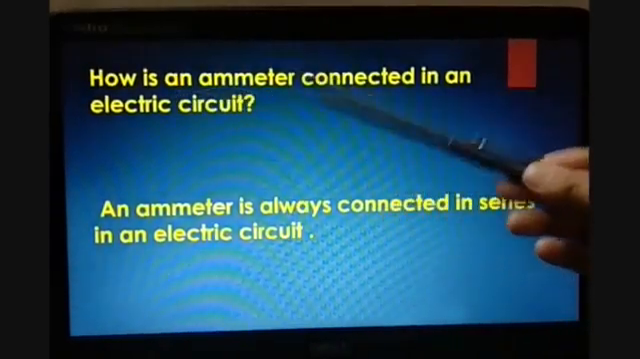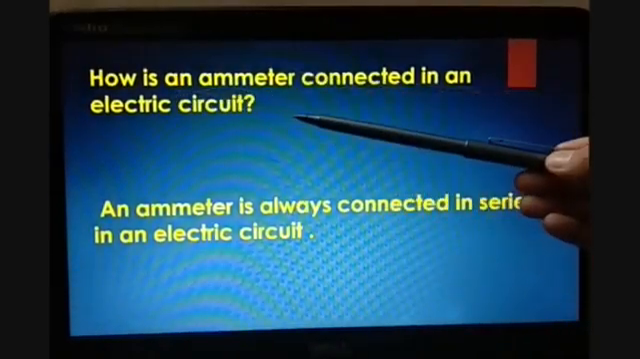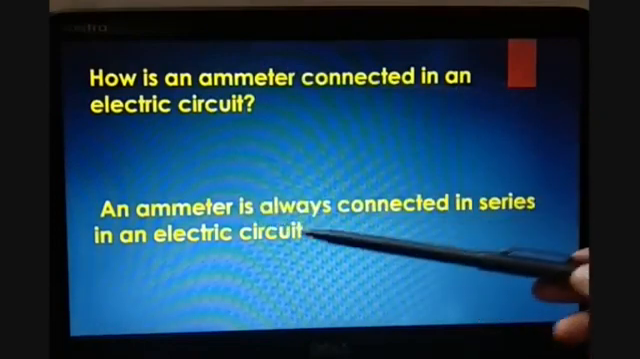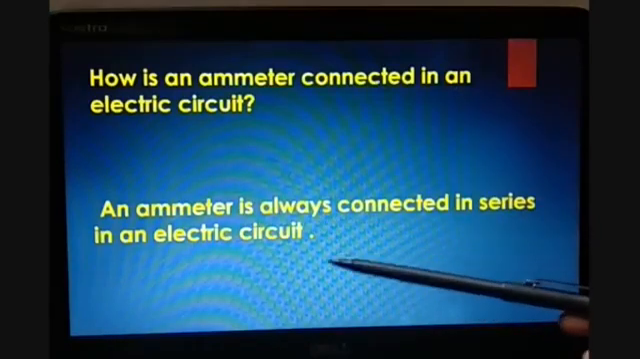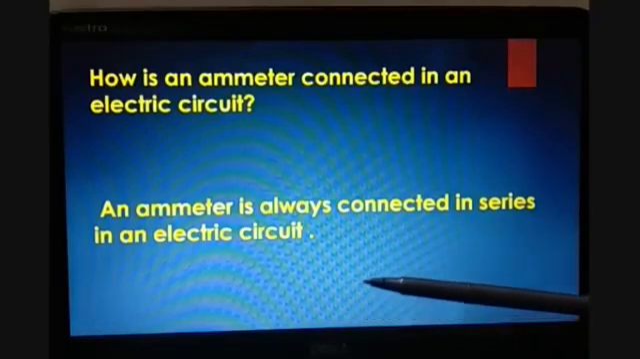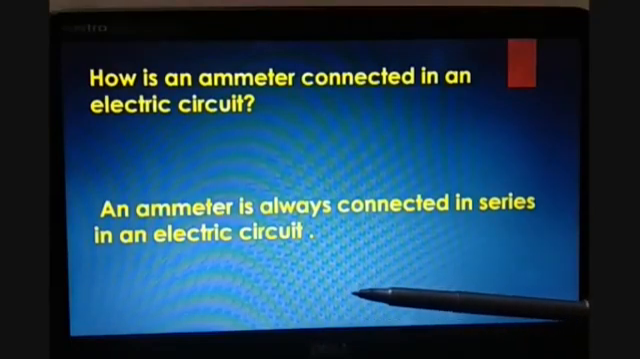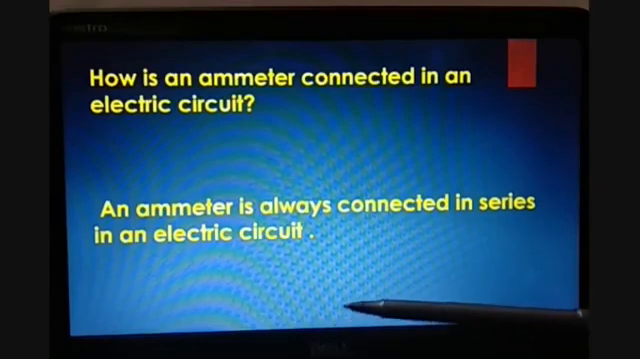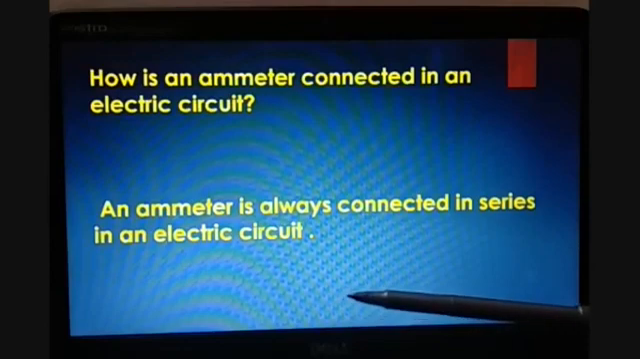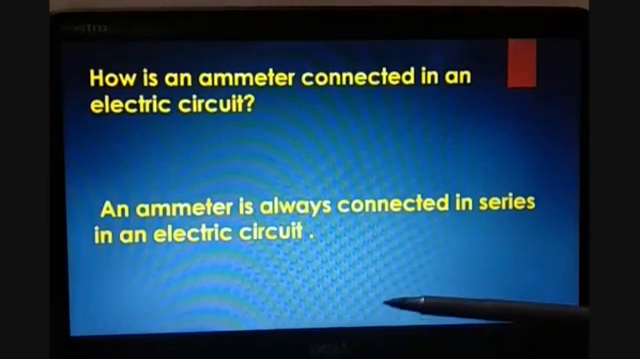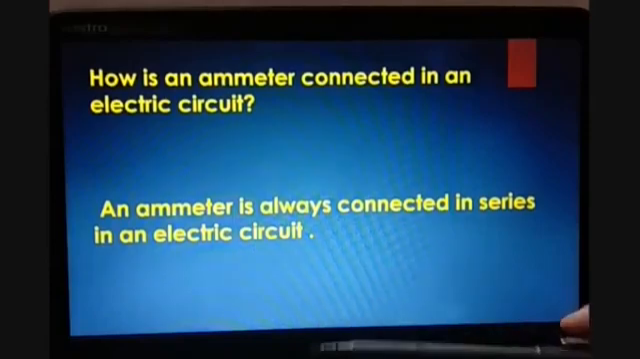Now, how is an ammeter connected in an electric circuit? An ammeter is always connected in series in an electric circuit, because unlike a voltmeter, we are not supposed to measure the potential difference across the ends of the conductor. Now we have to measure the current which is passing through the conductor. So the ammeter should be connected in series, somewhere in between the connections of the conductor.